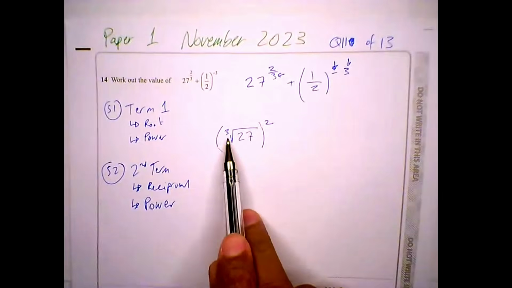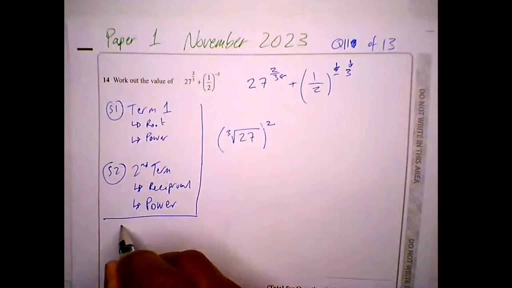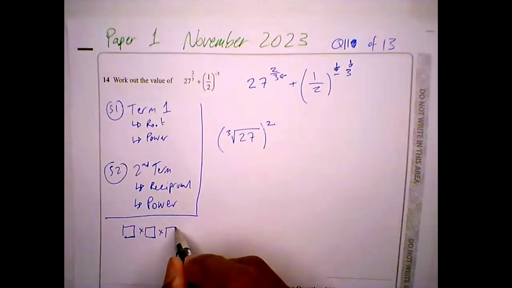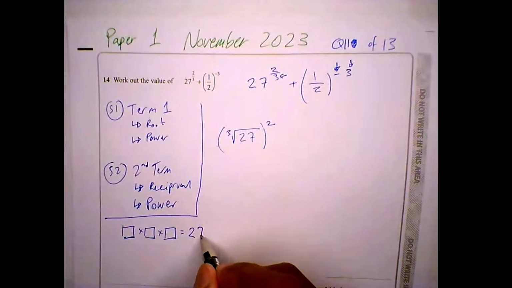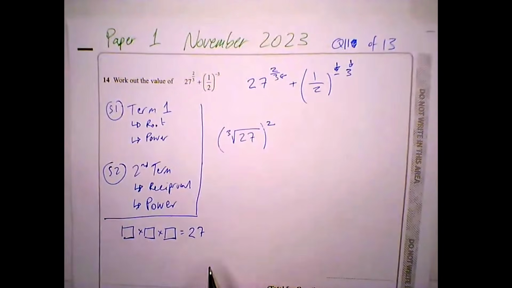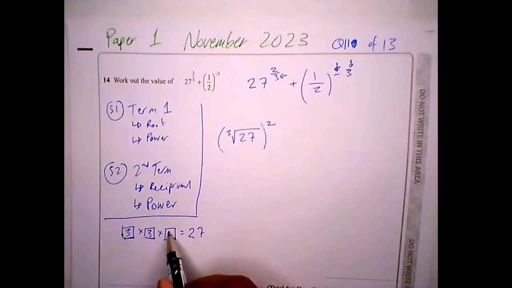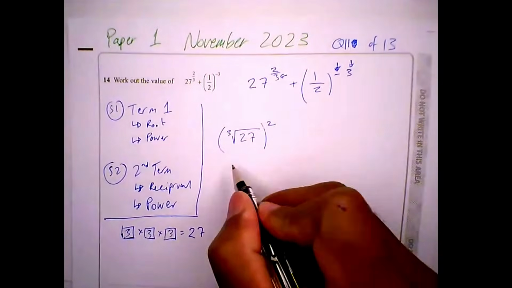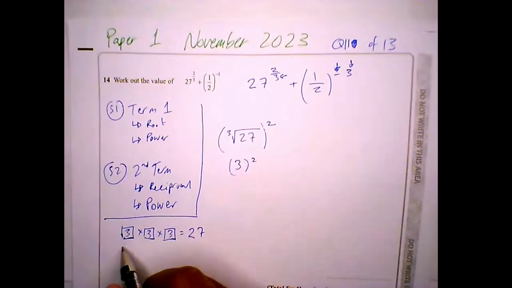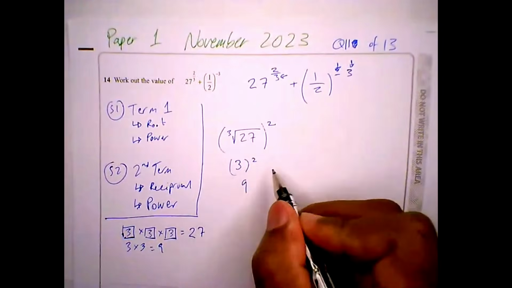So the cube root of 27. What number multiplied by itself 3 times gives me 27? Hopefully you've memorized it by now, which is fine. And if you forget, work it out. Start from 1 times 1 times 1. It's not possible. 2 gives you 8 and 3 gives you 27. 9 times 3 is 27. So this is 3 squared, which is 3 times 3, which is 9. So this is 9.